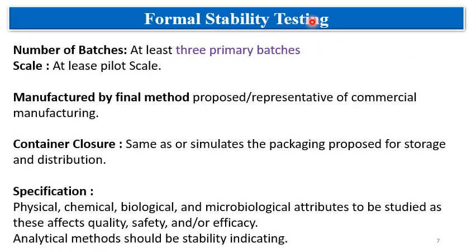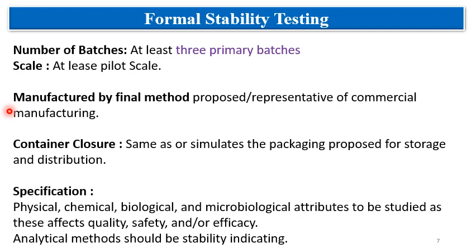Then coming to the formal stability testing: like the drug product stability testing, the API also has to show formal stability testing and the data for approval. That may be a DMF, ASMF or another type of drug master file application for the approval of the API. The number of batches is at least 3 primary batches.